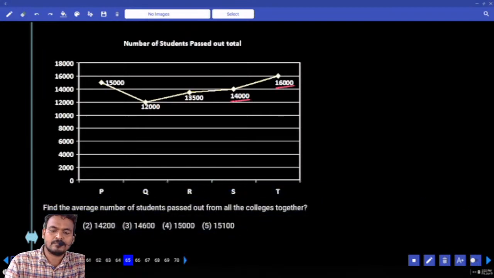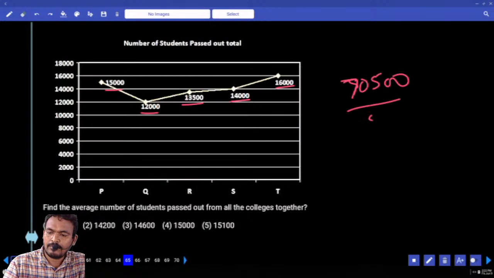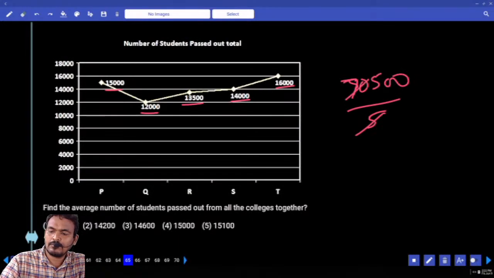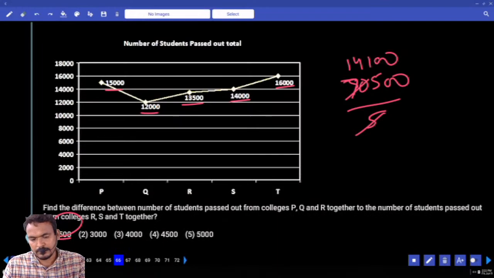14 plus 16 is 30, 30 plus 12 is 42, 42 plus 15 is 57, 57 plus 13 is 70,500 divided by 5. 5 how many times? 14. 5 how many times? 100. The answer is 14,100.